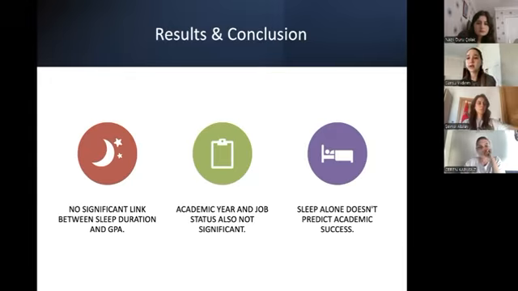Second, we looked at other factors like academic year and job status, and similarly, these variables were not statistically significant in predicting GPA either. Lastly, the main takeaway from our findings is that sleep alone doesn't predict academic success. So while sleep is important for overall health and well-being, it is not the sole factor that determines how well students perform academically.